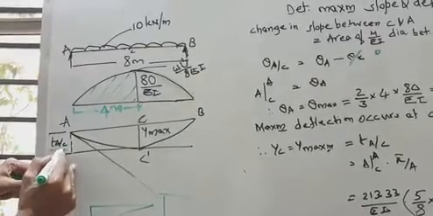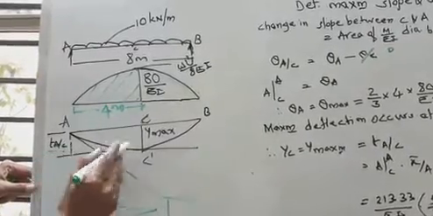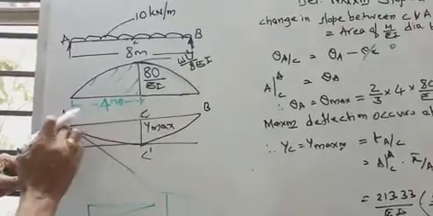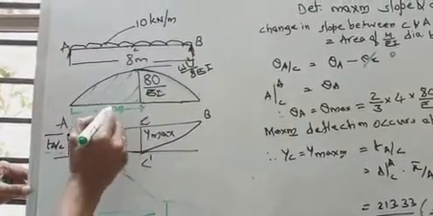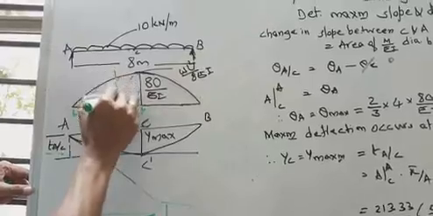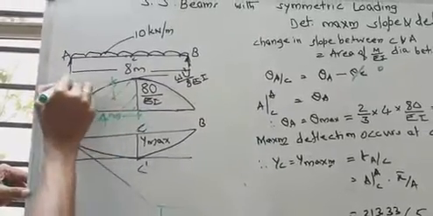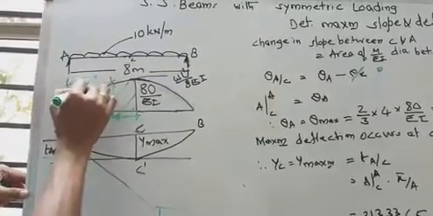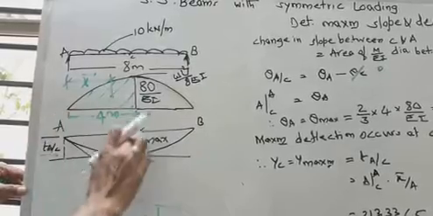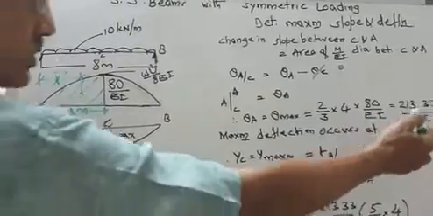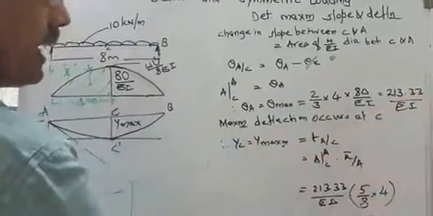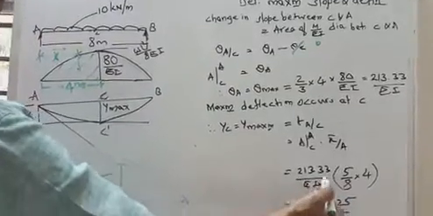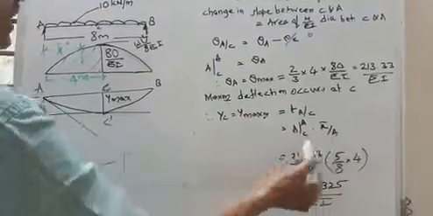How to get the tangential deviation of A with respect to C? You have to take the area of M by EI diagram between A and C, and you have to multiply by the distance of CG of that figure with respect to A, because you are calculating with respect to A. You know the area of M by EI diagram already calculated, that is 213.33 by EI. Now I keep it here, 213.33 by EI into x bar with respect to A.